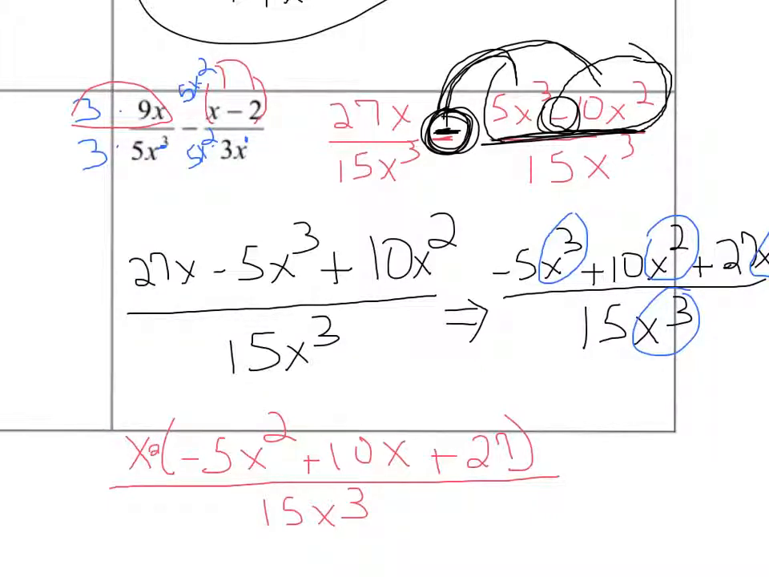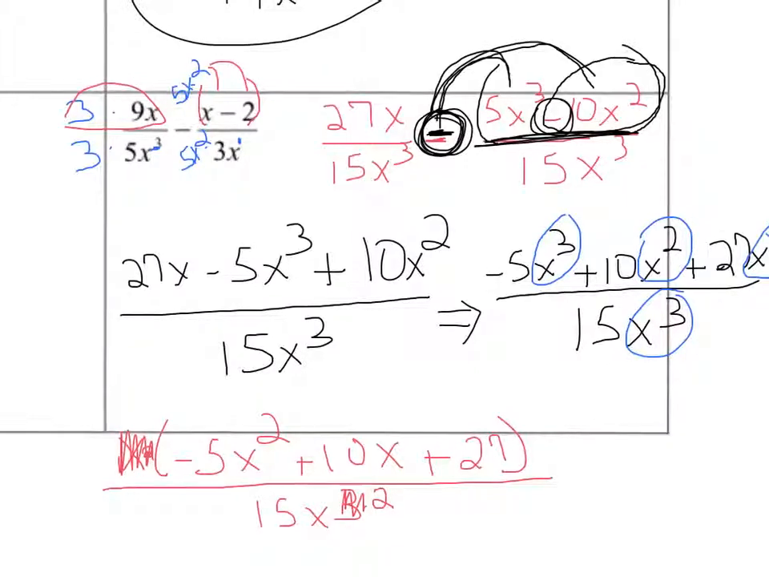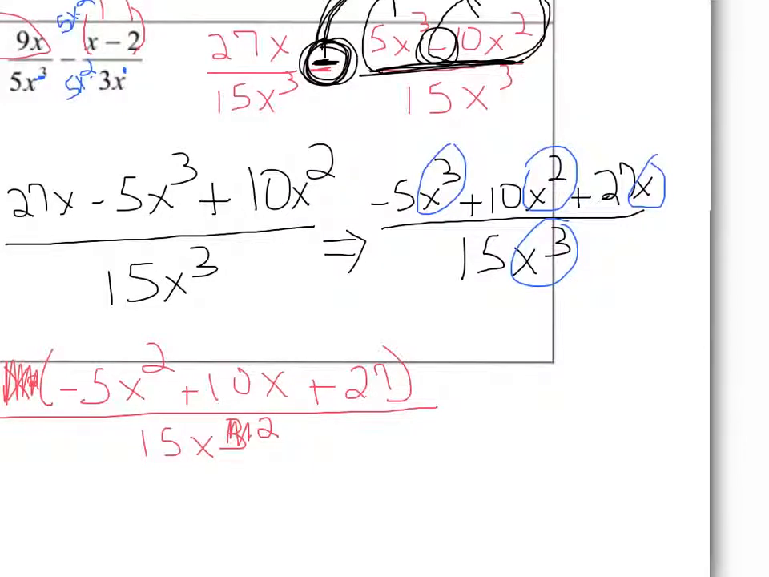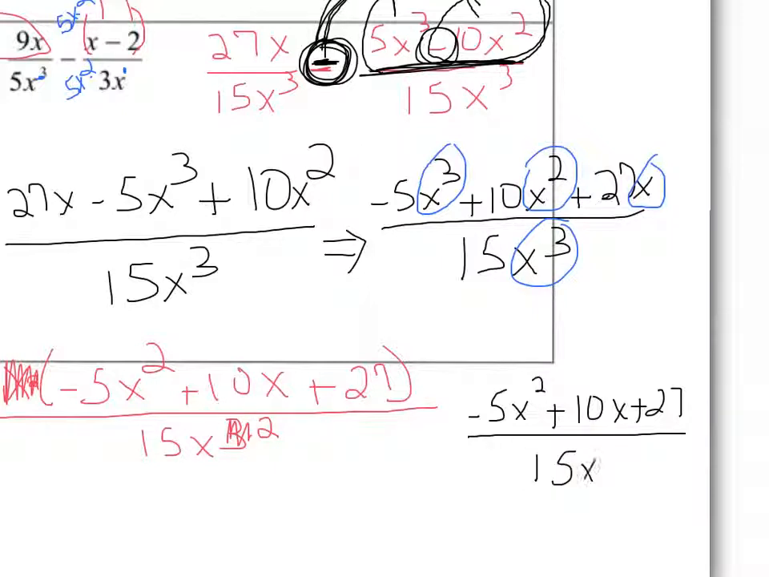And then since these are multiplied together, I can cancel out an x from the top and 1 from the bottom, and I get x squared instead. So my actual simplified answer would be negative 5x squared plus 10x plus 27 all over 15x squared.